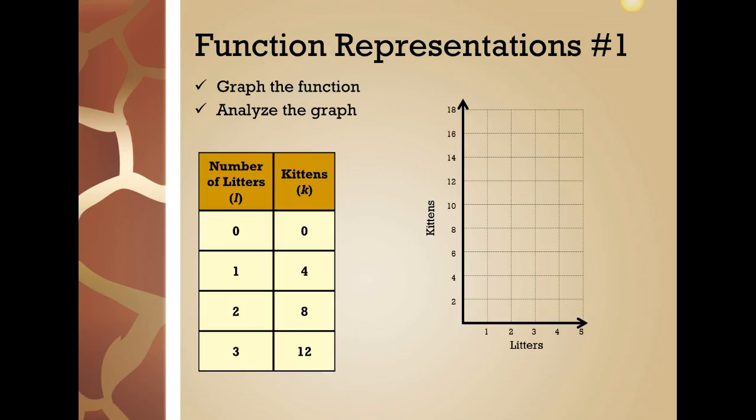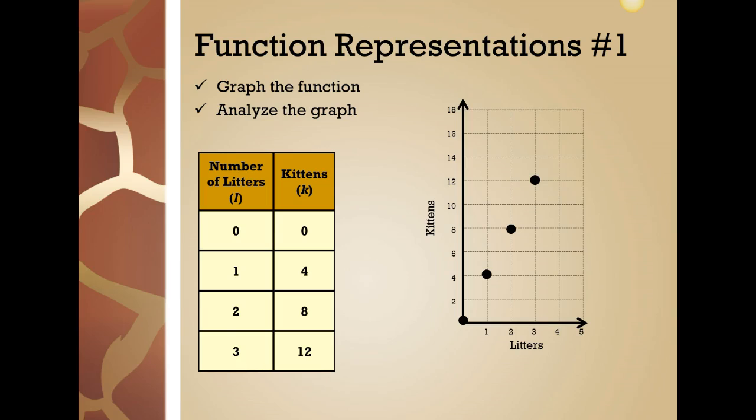So far we have seen our function represented in word form, equation form, and in a table. Now we're going to graph the function and analyze the graph. Since the column on the left is the input column, those values will be the x-coordinates of our ordered pairs. The column on the right is the output column, or the y column, so those will be the y-coordinates. We'll start with 0, 0, then we'll graph 1, 4, 2, 8, and 3, 12.